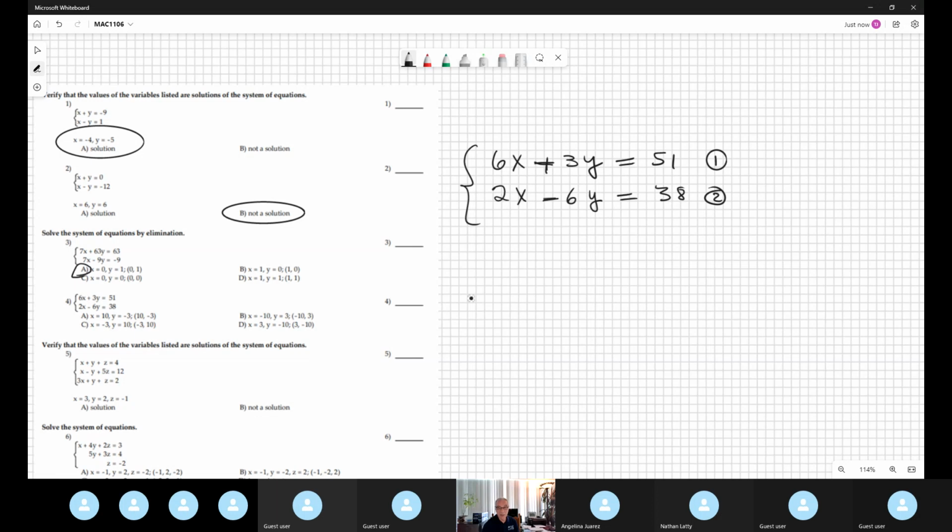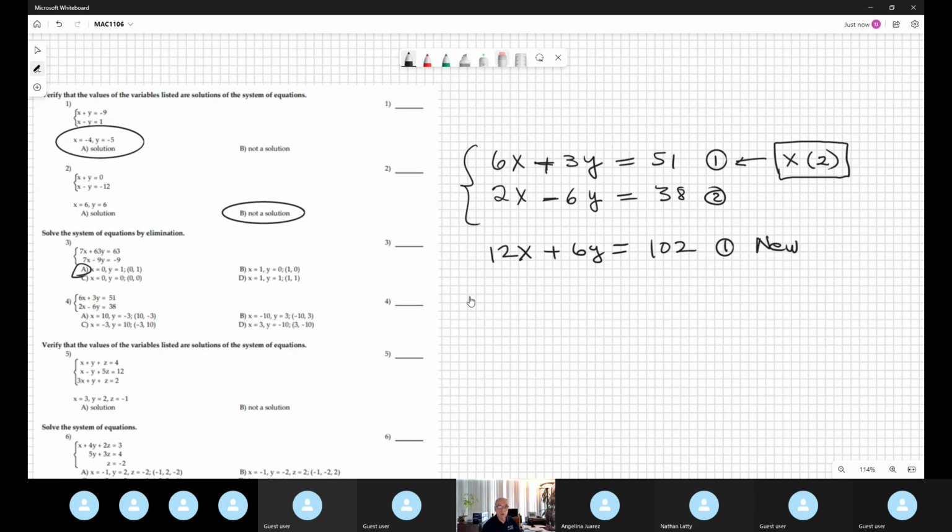So remember, the idea behind elimination is we need the same number but with opposite signs. Well, I see no opposite sign here. I multiply, for example, the first equation by 2. So I put it in this box clearly. This symbol indicates multiplication by 2. Why by 2? Because 2 times 3 is 6. So when you multiply the entire equation 1 by 2, we have 12x plus 6y equals 102. And this is my new equation 1.